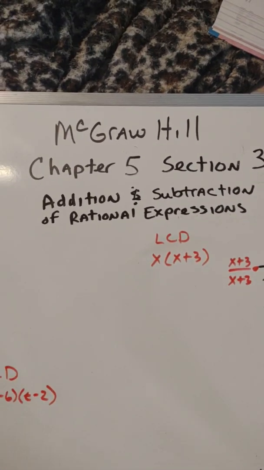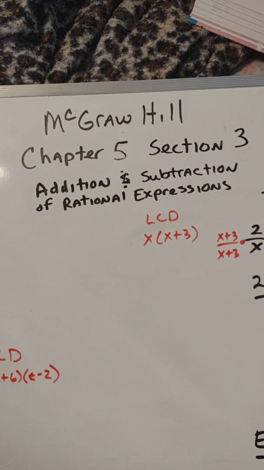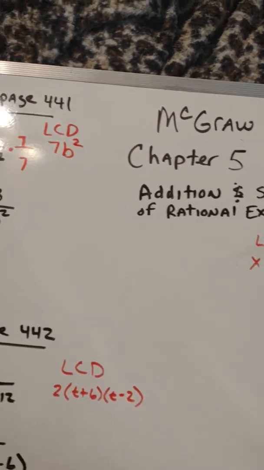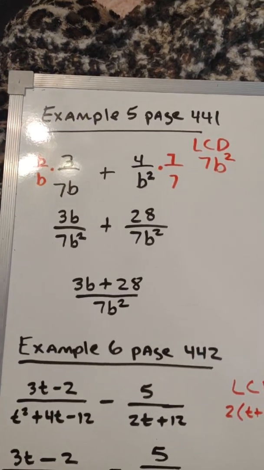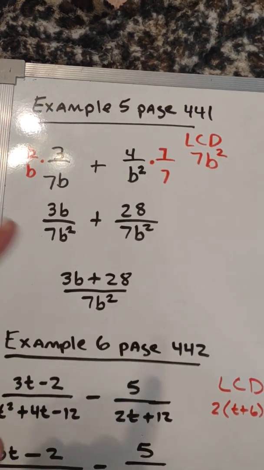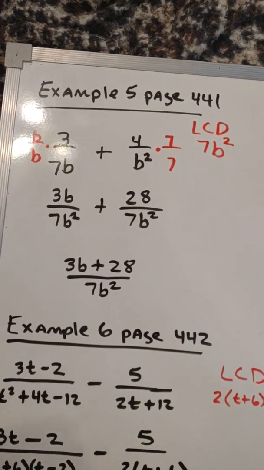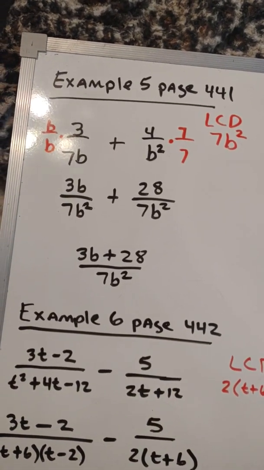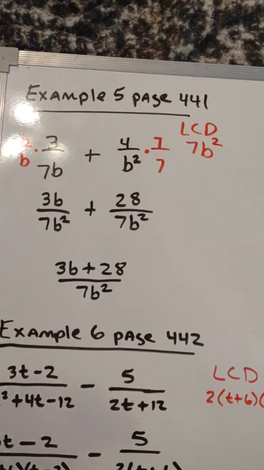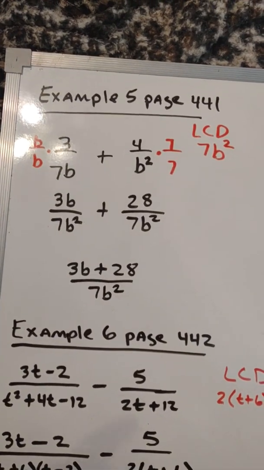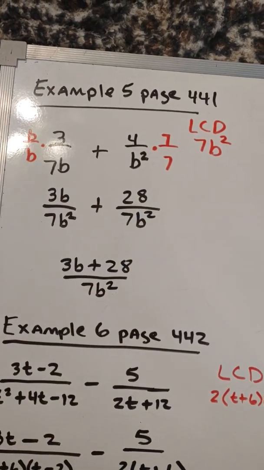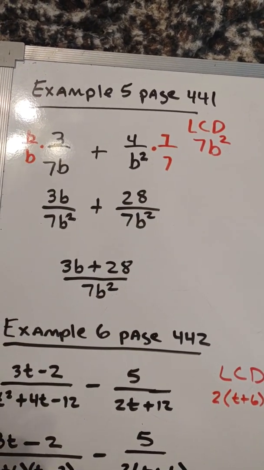Okay, this is McGraw-Hill Chapter 5, Section 3, Addition and Subtraction of Rational Expressions. Make sure you understand, I've already gone over this in class, that we treat rational expressions just like we do regular fractions. Remember, rational expressions are nothing more than fractions with variables. So if we want to add or subtract two rational expressions, we've got to get a least common denominator.